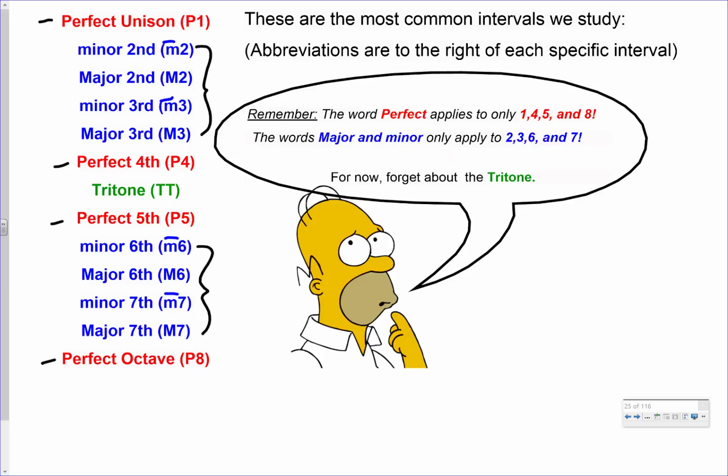Let's see what Homer Simpson has to say. Remember, the word perfect applies to only 1, 4, 5, and 8. The words major and minor only apply to 2, 3, 6, and 7. And Homer is telling us for now to forget about the tritone, which is the one right here. So we will forget about the tritone for now, but we'll be coming back to study that at a later time. Thanks, Homer.